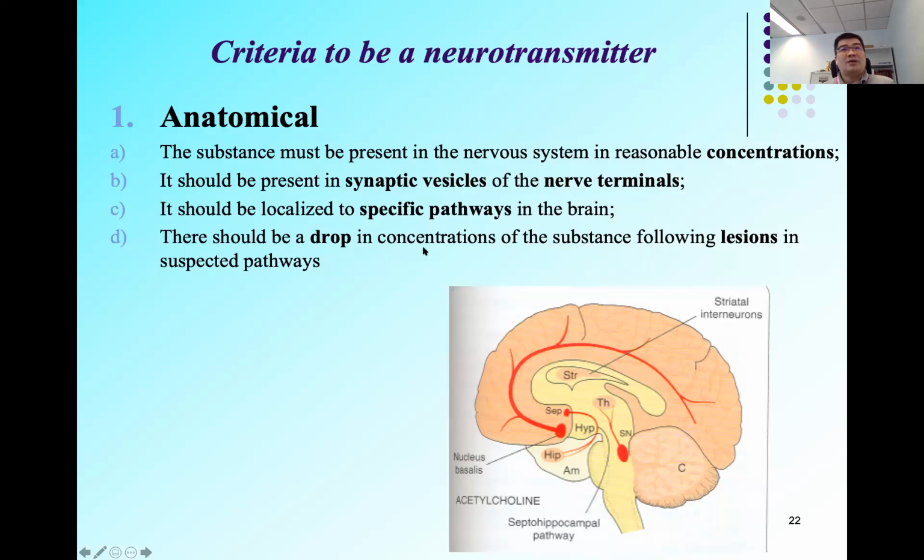There should be a drop in the concentration of the substance following lesions in the substrate pathway. This is also simple. Lesions mean the damage of those neurons or that group of neurons. Because of the damage to that group of neurons, the concentrations of those neurotransmitters will drop. Is it okay? That means that those chemicals are synthesized by that group of neurons. So that's anatomical.